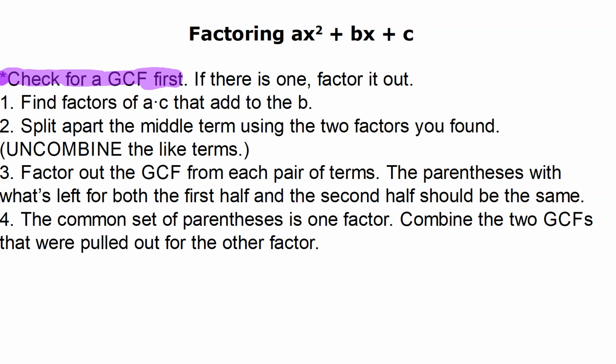The other major difference here is that when we did those trinomials before where there was no coefficient in front of that x squared, our goal was to find factors of c that added to b. But what's different here is we're not just finding factors of c, we're actually finding factors of a times c. So we take that coefficient, multiply it by that c, and that's our target number. So a times c, we want factors of that still add to that middle term.